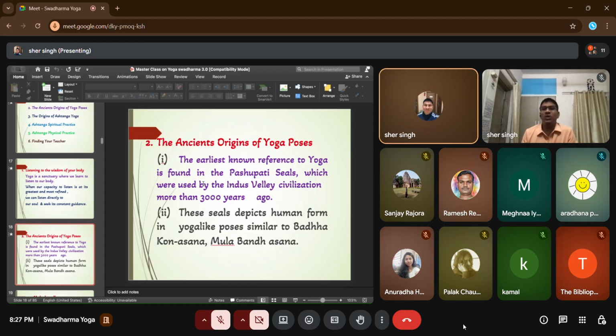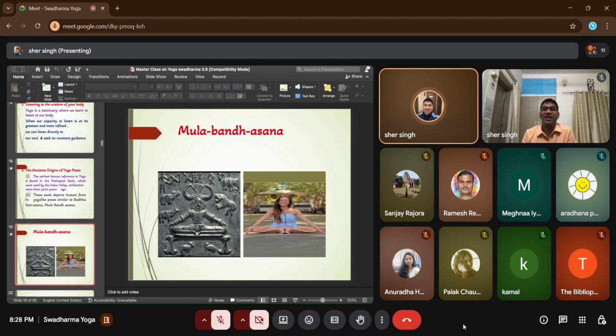When we go into the historical story of these yoga poses, we know of the Pasupati seals used by the Indus Valley civilization 3000 years ago. There we find symbols of these yoga poses. The seals depicted human forms in yoga-like poses like Baddha Konasana or Mool Bandhasana. On the left side you can see this Mool Bandhasana from the Indus Valley civilization, and the right side is the Mool Bandhasana.